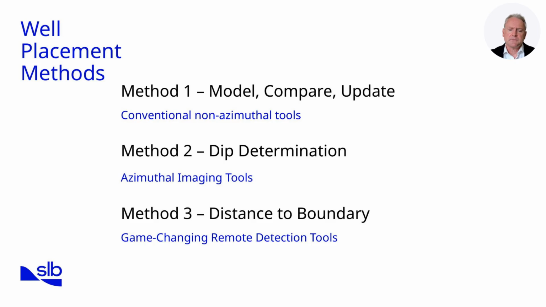Method 3, distance to boundary, leverages cutting-edge remote detection technologies, often referred to as game-changing tools. These can detect resistivity contrasts far beyond the borehole wall, essentially allowing us to see ahead of the bit. This provides a significant step change in steering accuracy and decision-making. Each of these methods has different applications and limitations, which we'll explore through the upcoming slides.